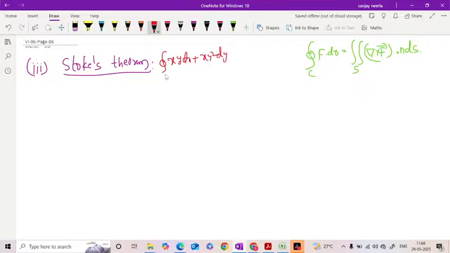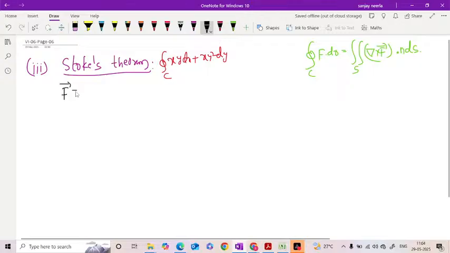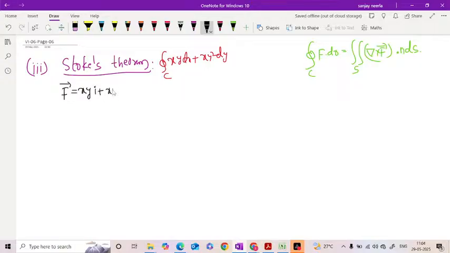So first of all you have to identify F. What is our F here? Now F is the vector. The vector is xy i plus xy square j plus 0 into k. So first of all you have to find the curl F.